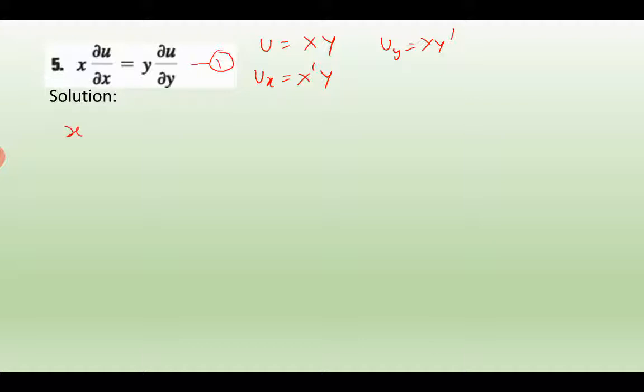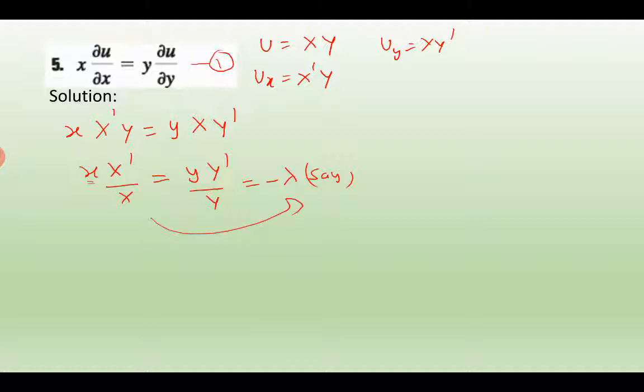Number 1, what do you get? x times ux, x prime y, is equal to y times uy, x y prime. So when you club the x together you will get small x, x prime over x. Small x is the independent variable, capital X is the dependent variable. Remember, capital X is a function of small x, which is equal to y prime over y, which is equal to negative lambda. This is our assumption.